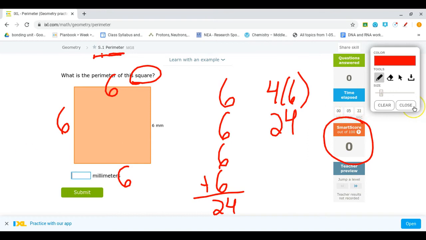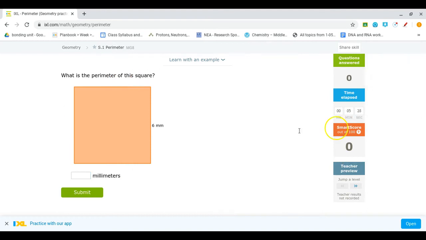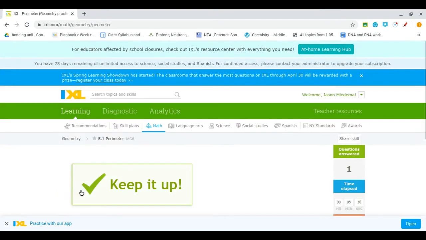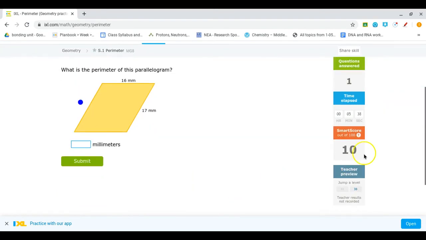Okay, I'm going to go ahead and clear out the text and submit my answer. When you submit your answer, you'll notice that your SMART score will increase if you get the answer correct.